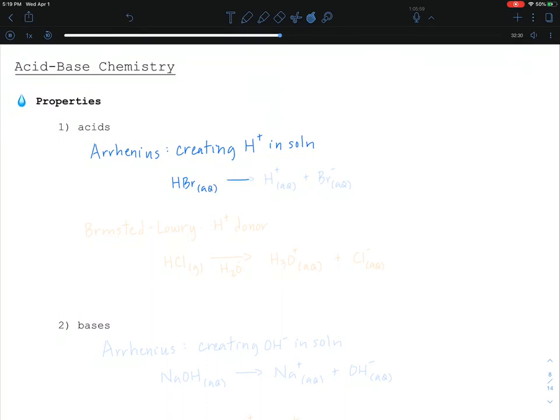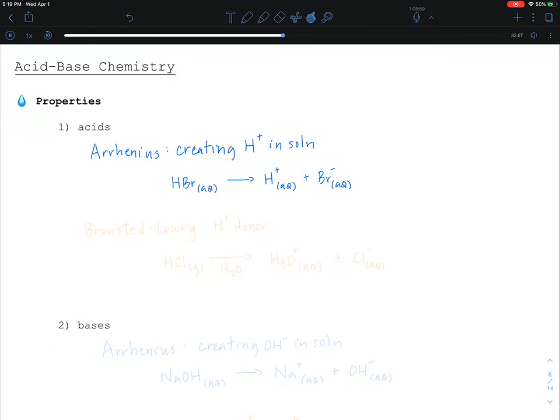And what do I get? Well, H+ in the aqueous phase and Br-. So I got a proton in the aqueous phase, and I've got the bromide anion. So this is our Arrhenius definition of an acid. This is going to dissociate and just give us basically a source of H+.